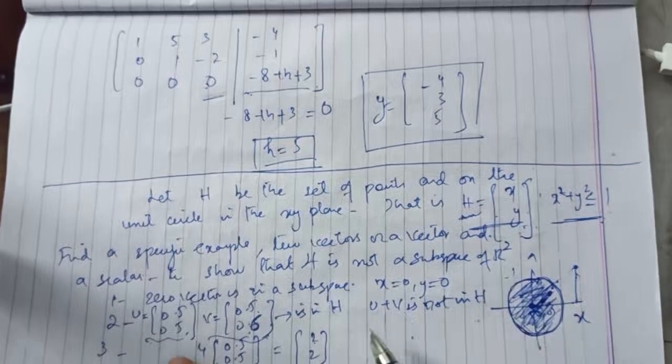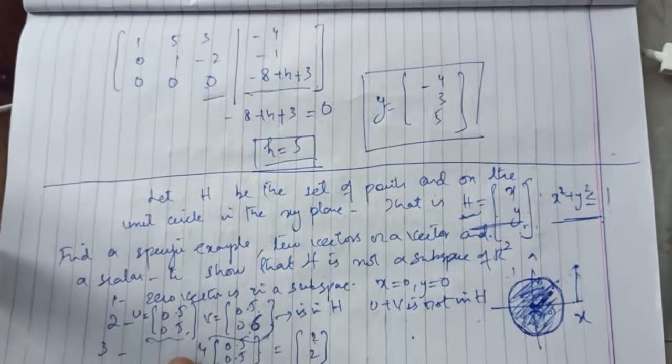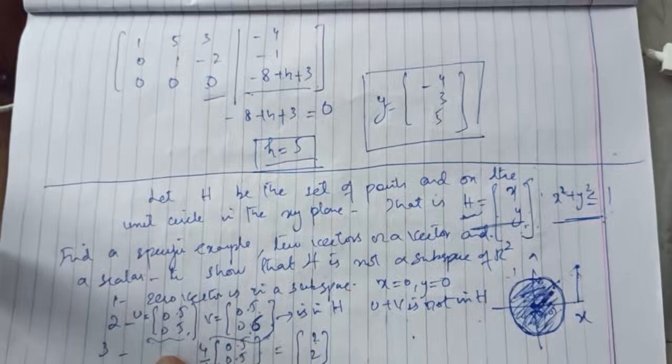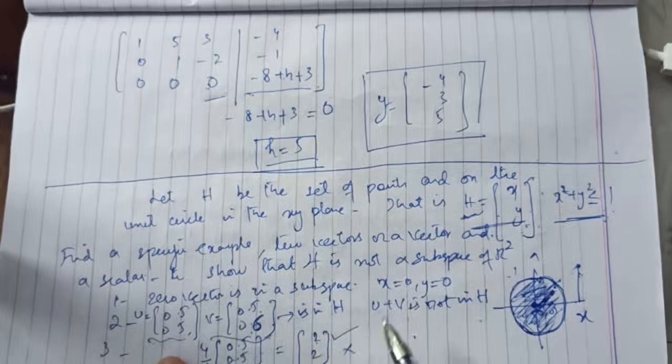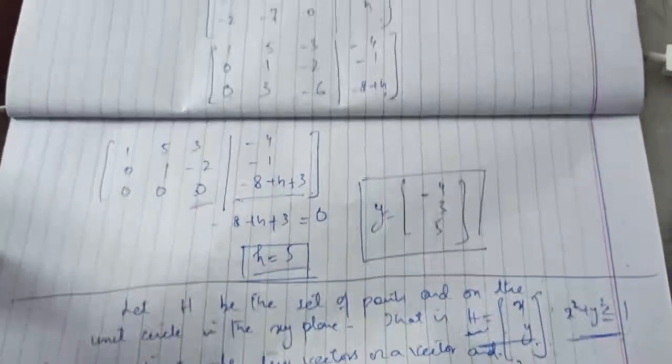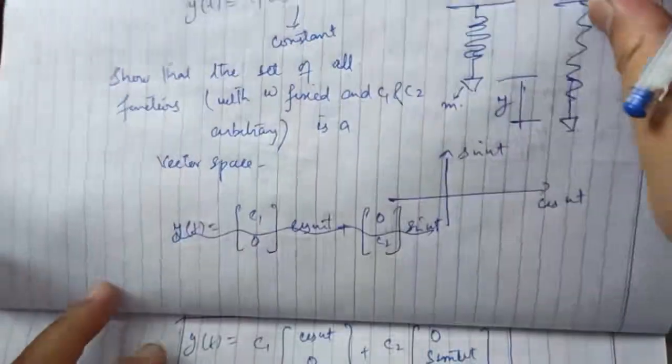Similarly, if you take a vector in H and multiply it with some constant c, in this case I've taken the vector (0.5, 0.5) and multiplied it with 4, the answer comes out to be (4 times 0.5, 4 times 0.5). So this vector is also not in H. So H is not a subspace of R2.